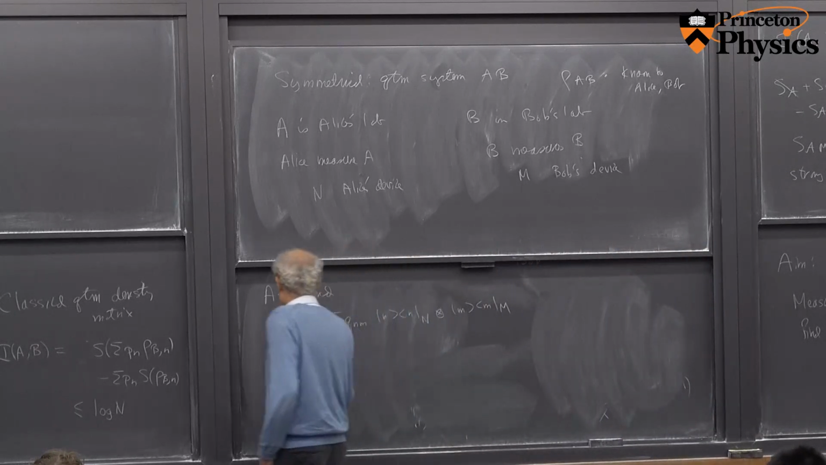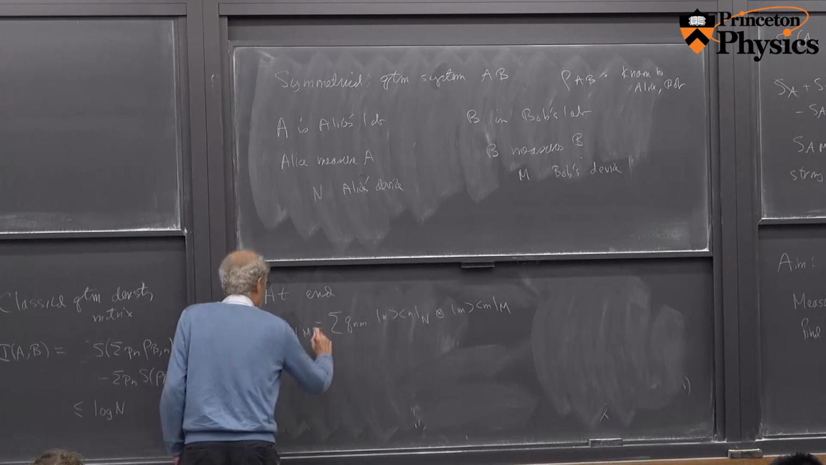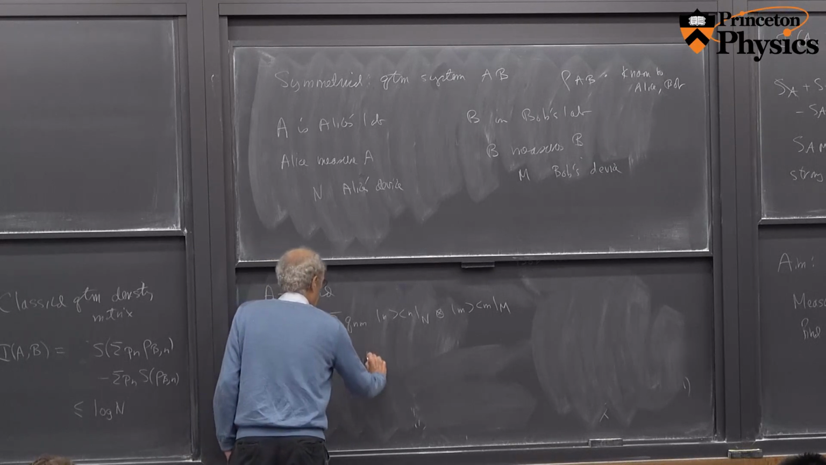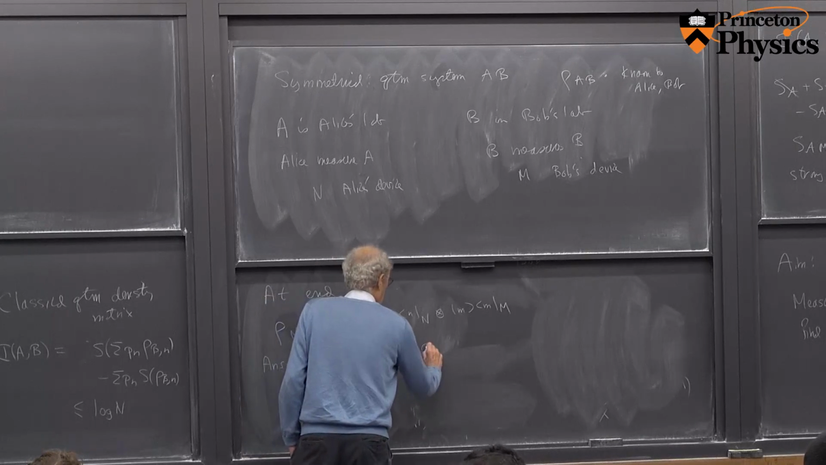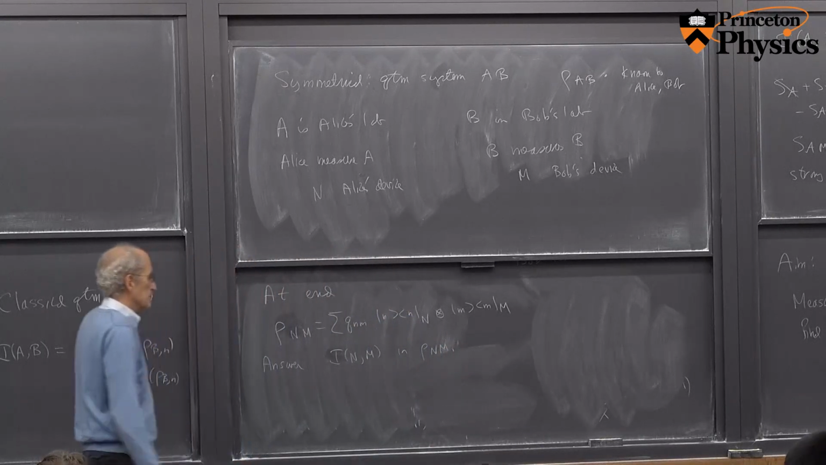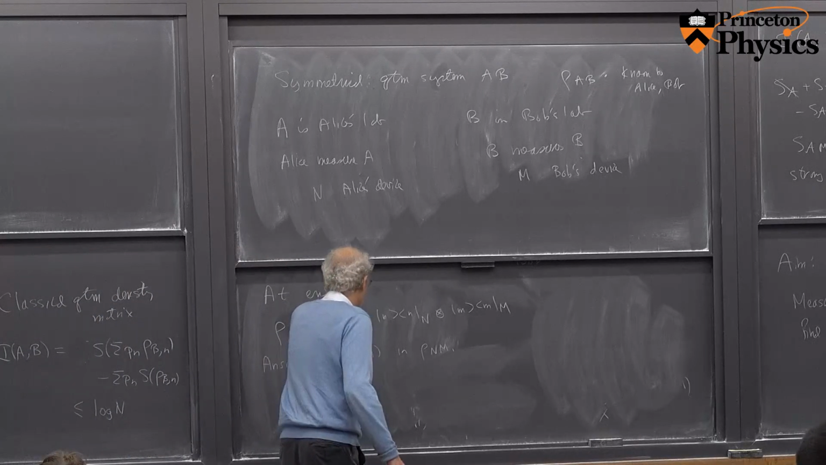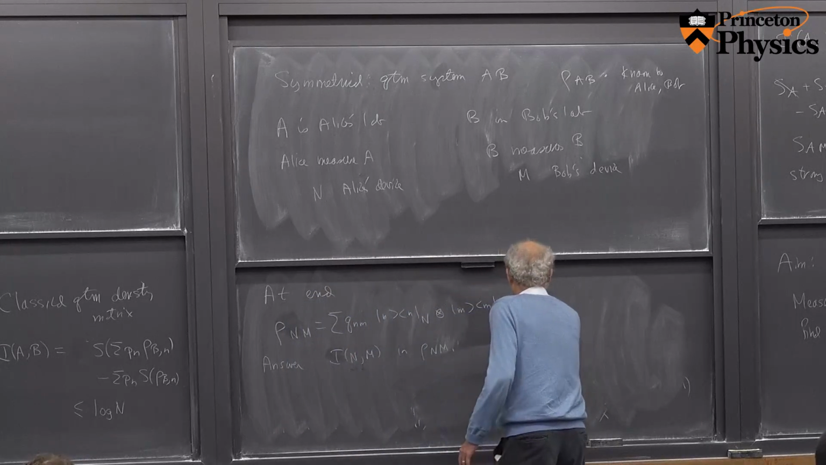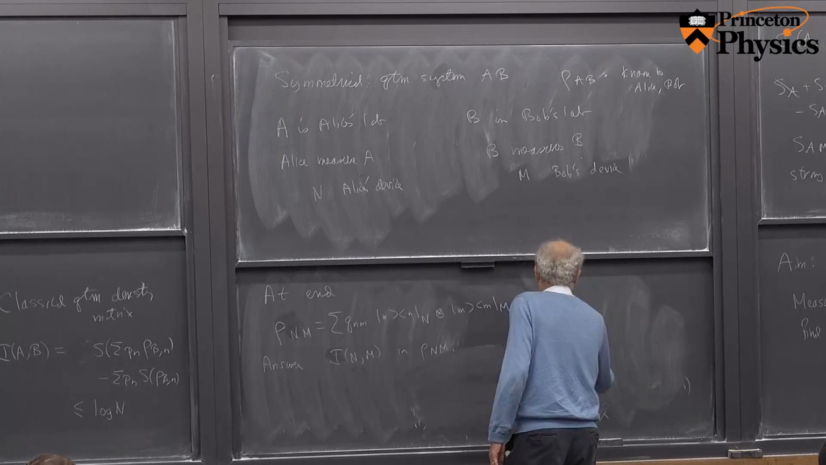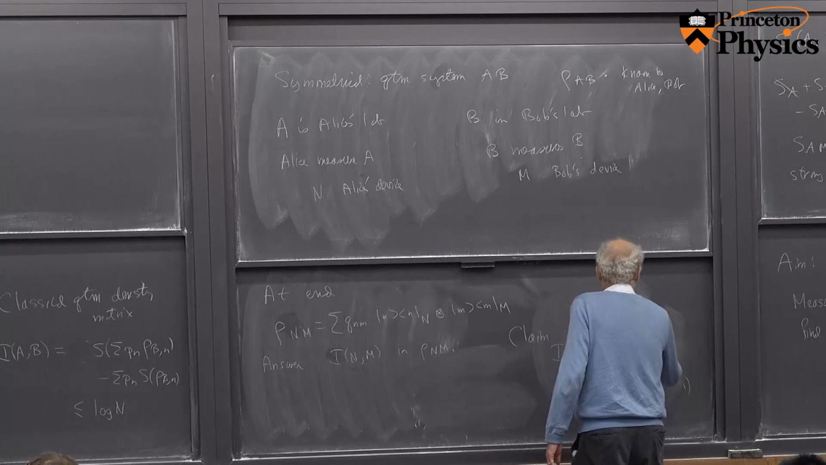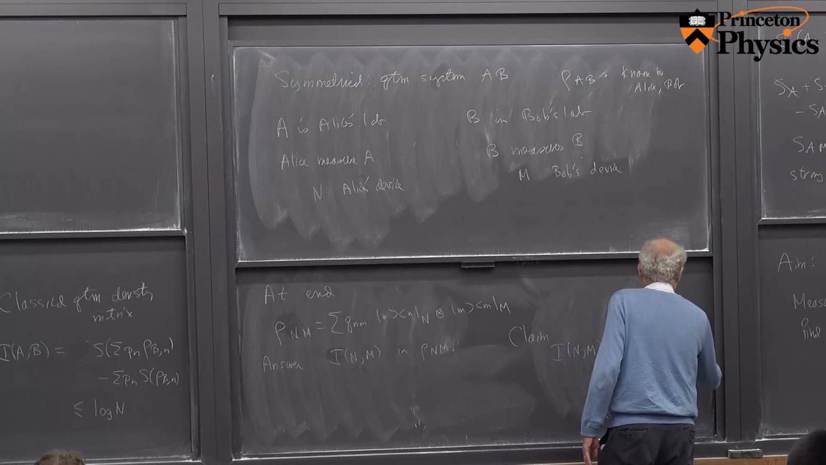And the answer to how much Alice learns about Bob's measurement and vice versa is just the mutual information between N and M in the state with density matrix rho NM. So to give an upper bound on how much Alice can predict about Bob's measurement and vice versa, we want an upper bound for I of N M. Now I claim that I of N and M in the final state is equal to or less than I of A and B in the initial state.